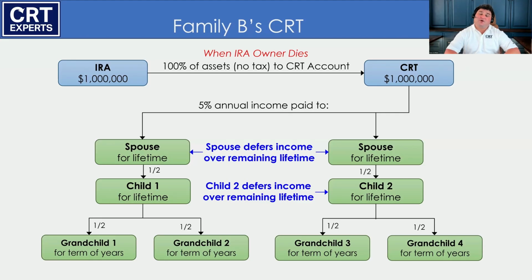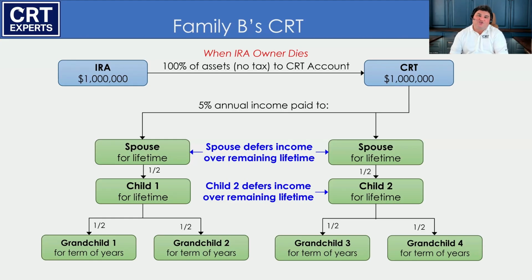One consideration when we do use two CRTs, though, is that we have more mortality risk. Instead of having the lifetime income stream before that term to the grandkids tied to the spouse and then two children's lifetimes, so if one of the kids dies prematurely, it's still going. If we do this 50-50 with two CRTs and one of those kids dies prematurely, that's going to start that term to the grandkids. So there is more mortality risk there.